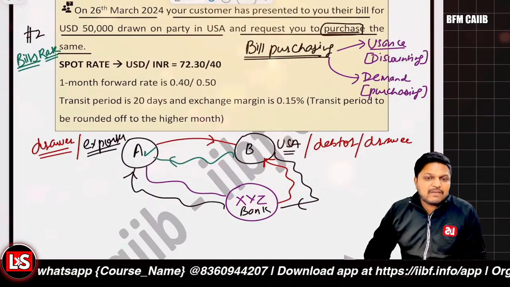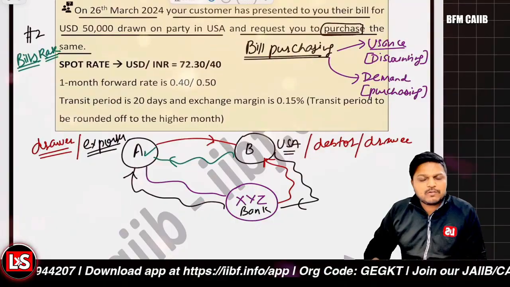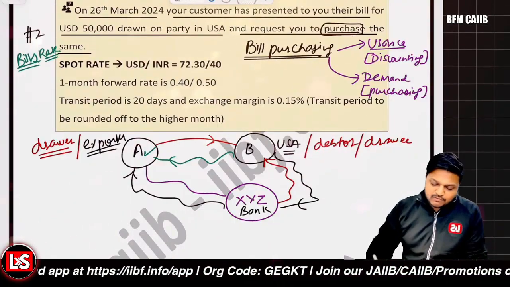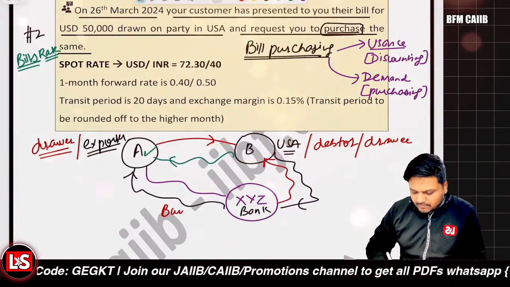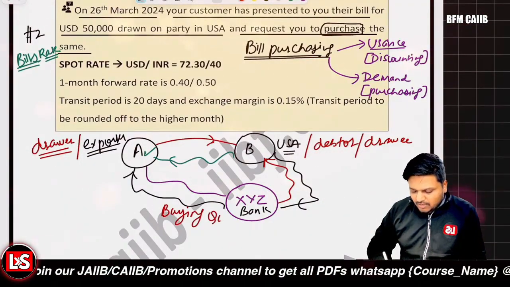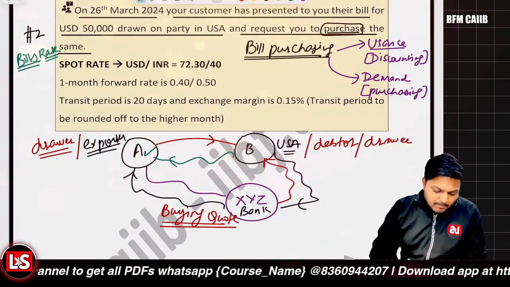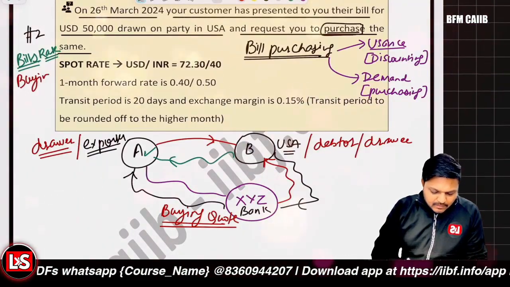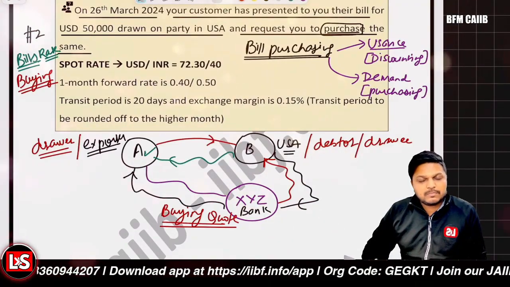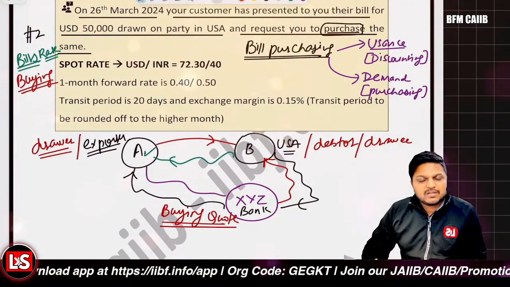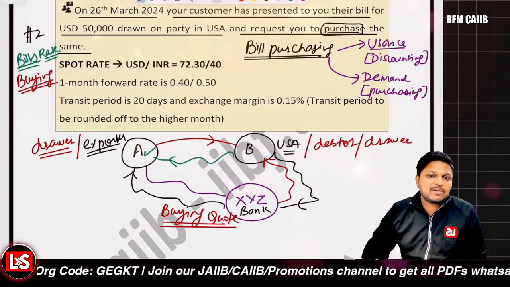So customer A will be able to sell these USDs at a price at which the bank is ready to buy. So what quote will be given by the bank? It's a buying quote which will be given by the bank to the customer. So it will be the bills buying rate which will be applicable. And whenever we are talking about the bills buying rate or bills selling rate, the forward rate points would be applicable. Yes or no? Yes, those are applicable in this scenario.